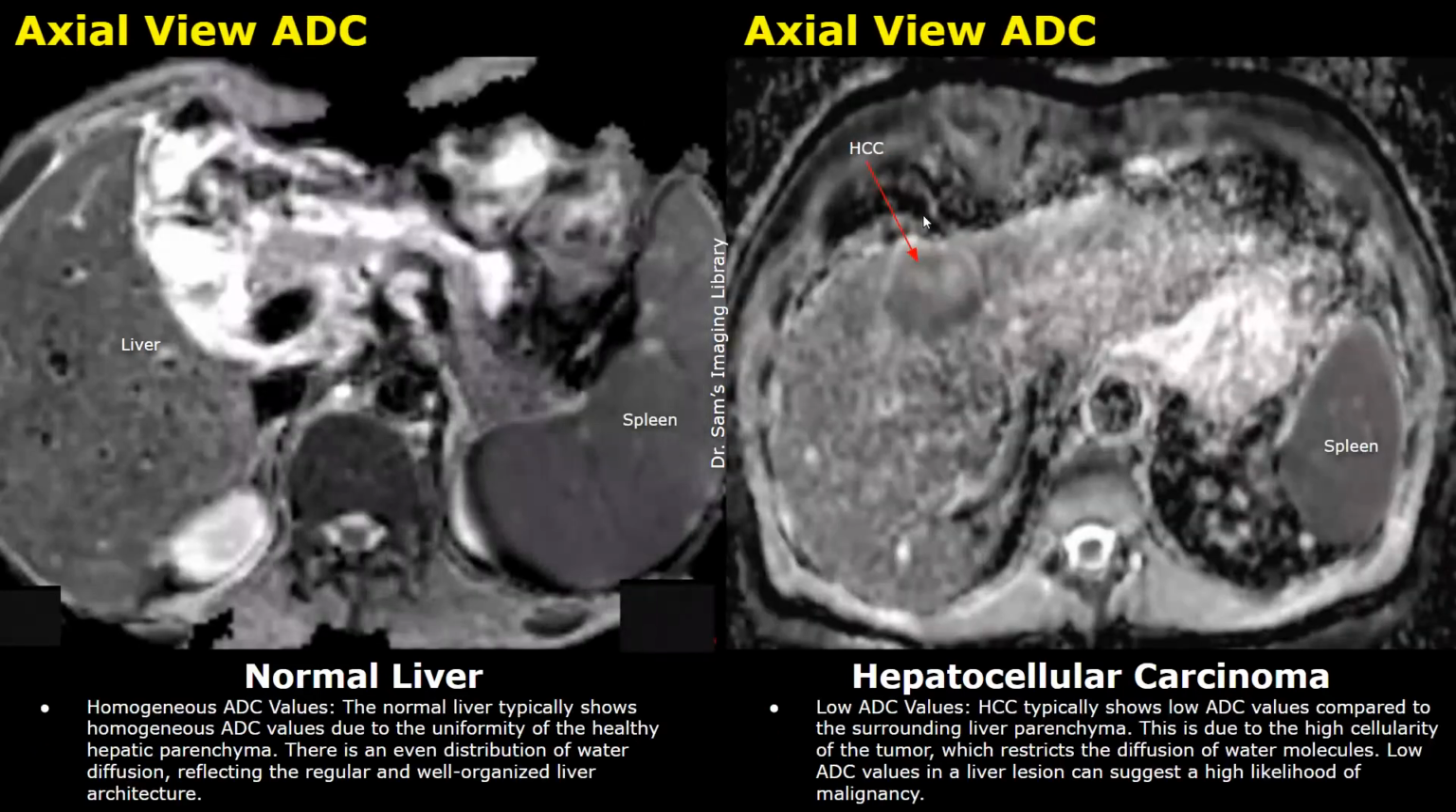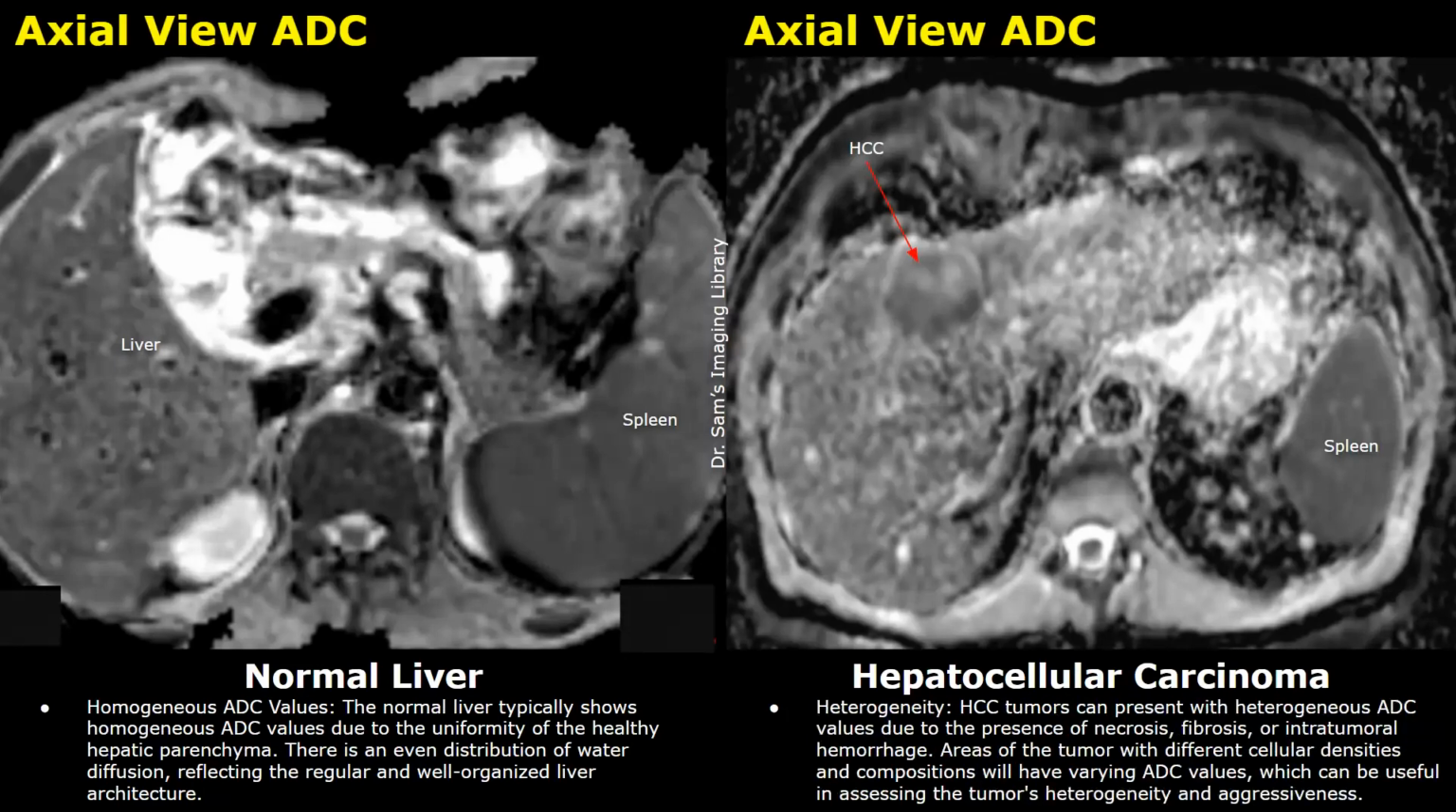This is a normal ADC image of the liver. Homogeneous ADC values are seen in a healthy liver. The liver will have homogeneous appearance. In a hepatocellular carcinoma, the mass will show low ADC values. This is because of high cellularity of the tumor, which restricts the diffusion of water molecules. Low ADC values can suggest malignancy.